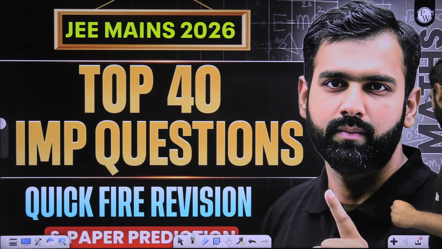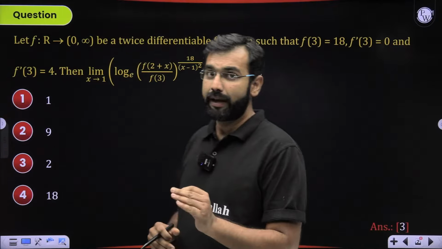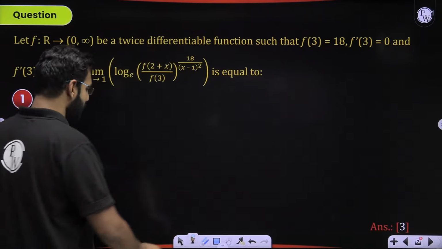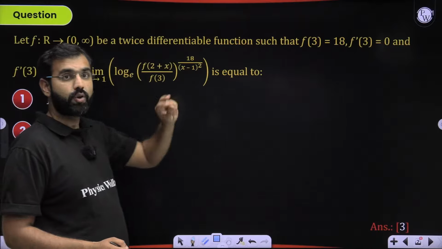I hope you all can hear me properly. We'll straight away get started with the first question for the day. Can you see it on the screen? So first of all, let's read the question. The question says that f from 0 to infinity be a twice differentiable function.